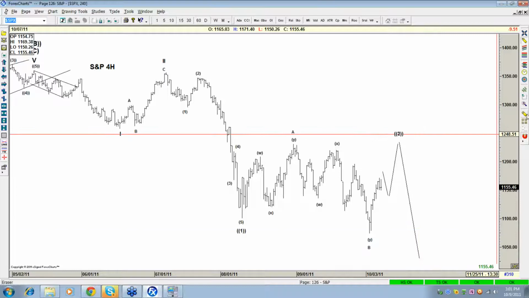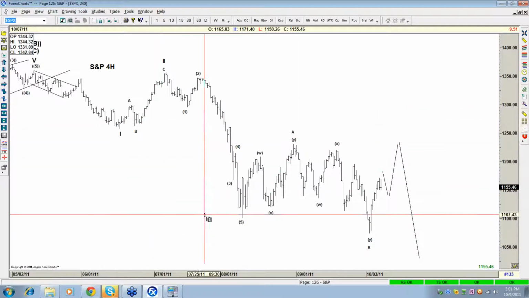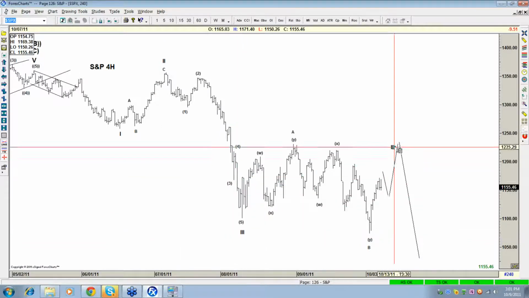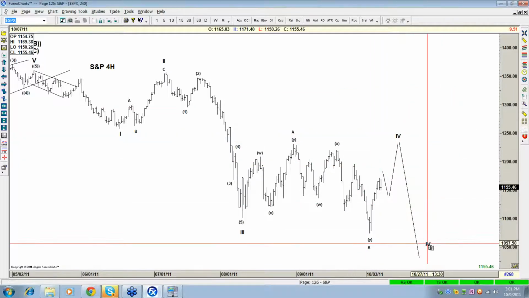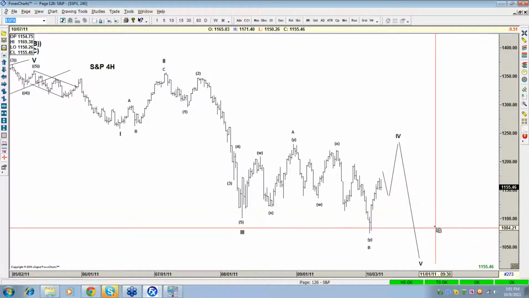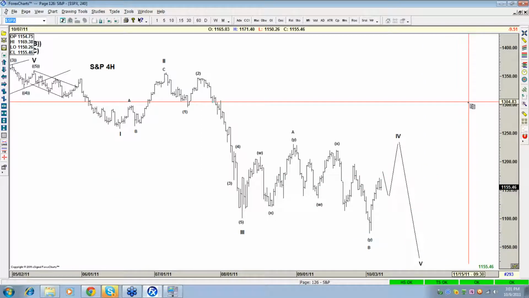And then you're going to have from the lows, let me put the other, this. And then you're going to have a 4 right here as a flat. And this is the one that is taking the euro to 130. And then what's going to happen? 1, 2, 3, 4, 5, three legs.